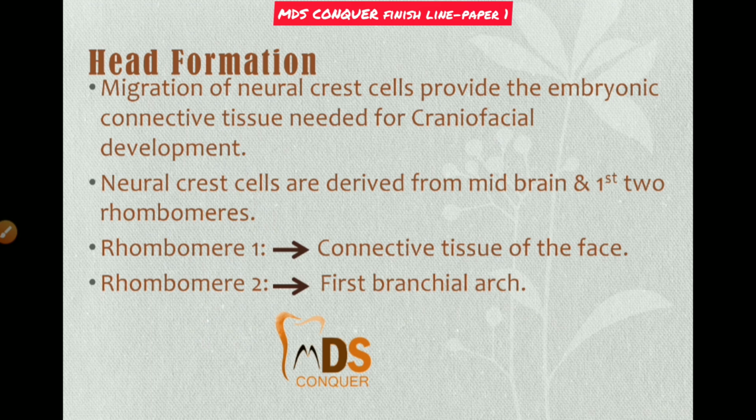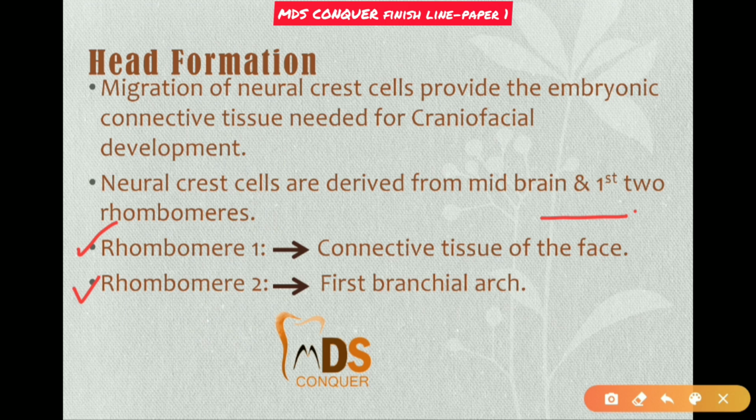Head formation: I have told that rhombomeres help in the head formation, right? So you can see here there are 2 types of rhombomeres, rhombomere 1 and rhombomere 2. Rhombomere 1 helps in the connective tissue of the face formation, whereas rhombomere 2 is the first branchial arch.